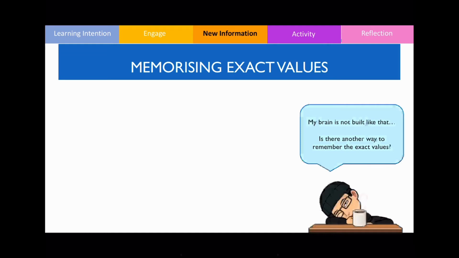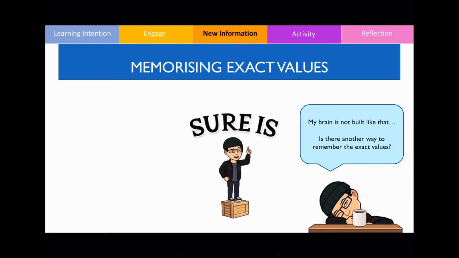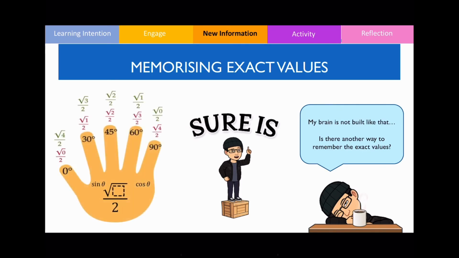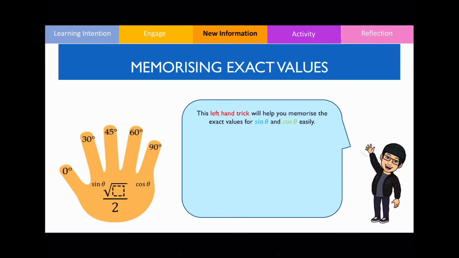You're probably still thinking, all right, this is still a bit hard for me. Is there another way to remember the exact values more easily? There definitely is, and this is the way I personally learned the exact values. This really works for sine and cosine. Similarly for tan, you just have to either memorize it or use what I've done, where I substitute the values of sine and cosine into the formula. So I want to show you how this left-hand rule works. This left-hand trick will help you memorize the exact values for only sine theta and cos theta.